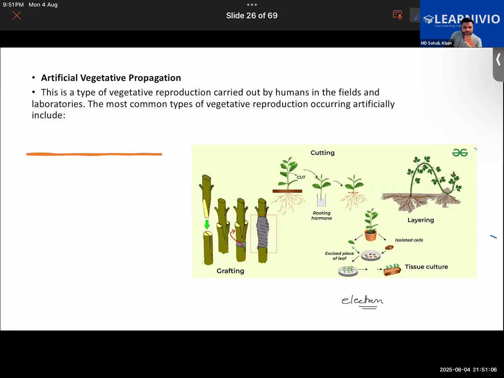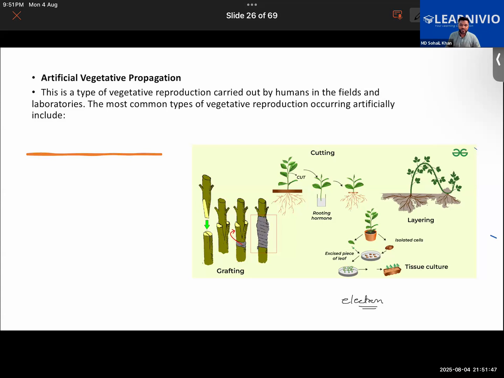So I was talking about this one here, the artificial vegetative propagation, meaning that there will be intervention by humans. The type of vegetative propagation carried out by humans in the field and also in the laboratory is called artificial vegetative propagation. The most common artificial vegetative propagations are grafting, cutting, layering, and tissue culture. We are going to learn about each one of them in detail. Also, this artificial vegetative propagation has some advantages. That's why it's being practiced on a large scale, in fact.